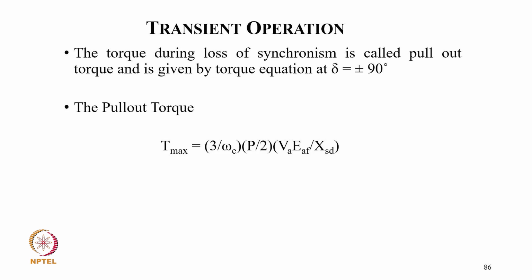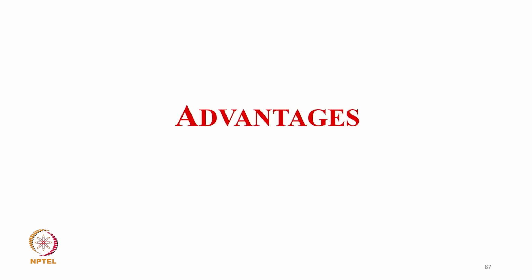So the torque during the loss of synchronism is called pull-out torque, given at delta equal to plus minus 90 degrees, and the pull-out torque T max equal to 3 by omega, P by 2, E_f V_s upon X_d.